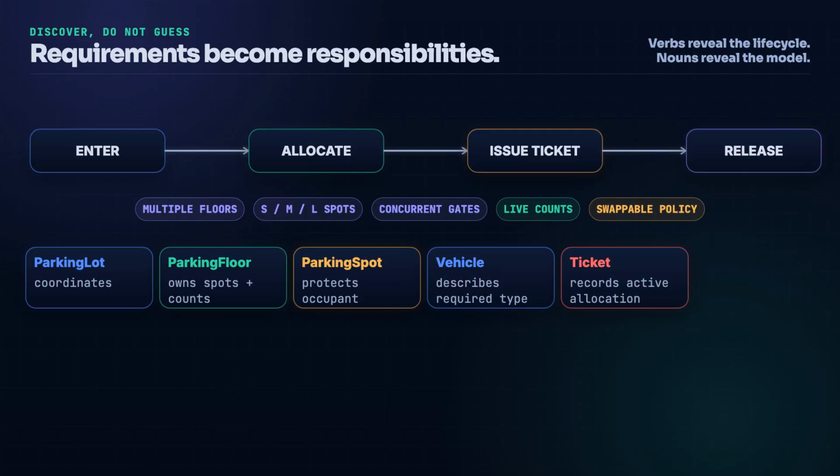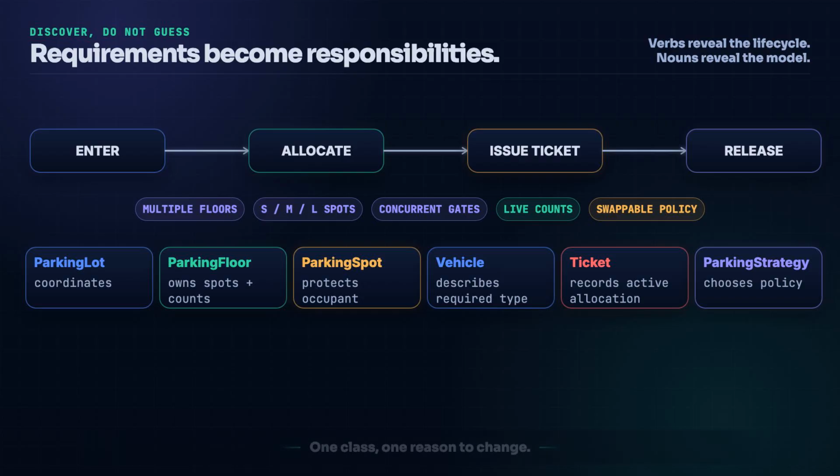Now focus on the changing allocation rule. That requirement gives us one more abstraction: parking strategy. The strategy box appears only now because the requirement has justified it. We did not begin by forcing a design pattern into the model.